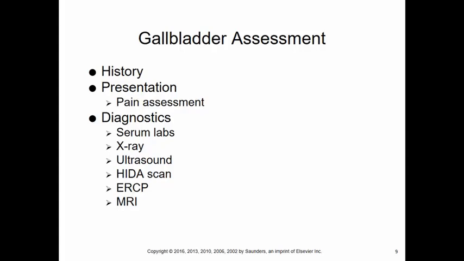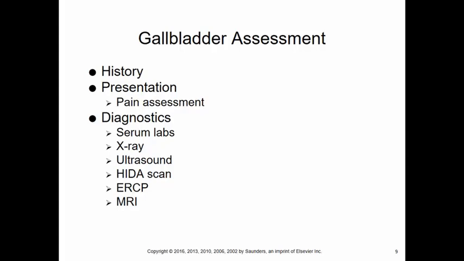On an x-ray, we might see calcified stones, but if there are stones that are not calcified, we won't see those on an x-ray. So that would be where we would use an ultrasound. Ultrasound is usually the best and first diagnostic tool that we use for cholecystitis. Generally very painless, it's safe, and we get really good information from it.